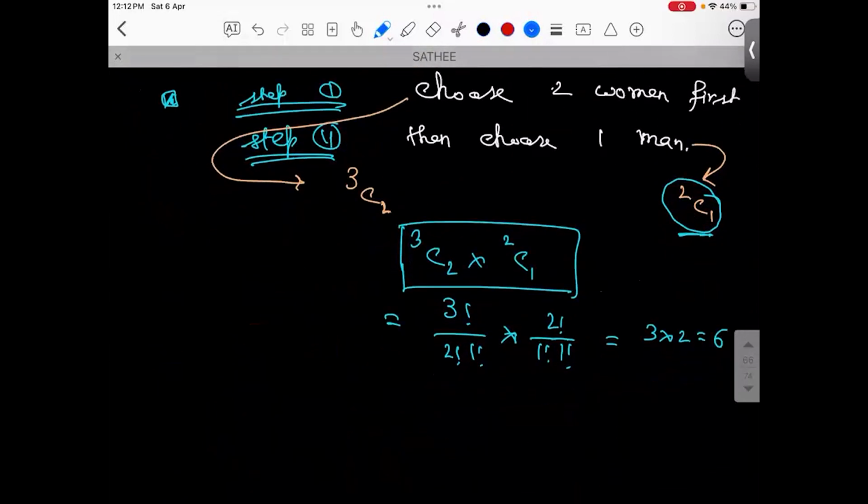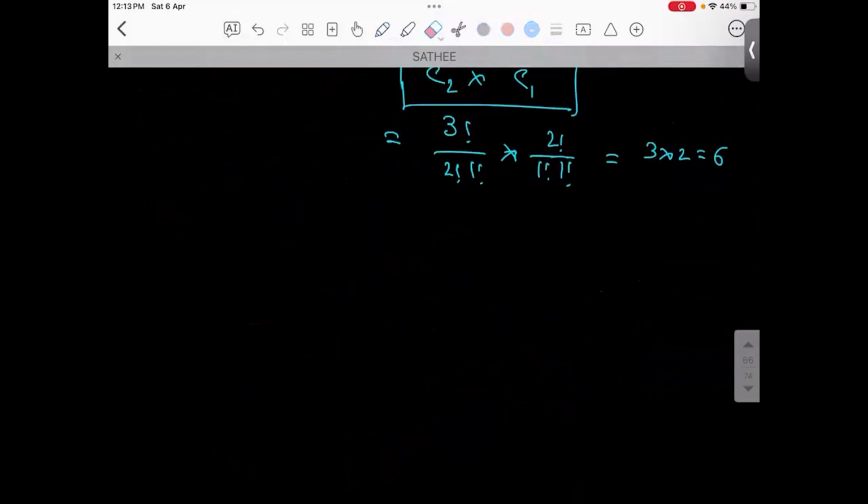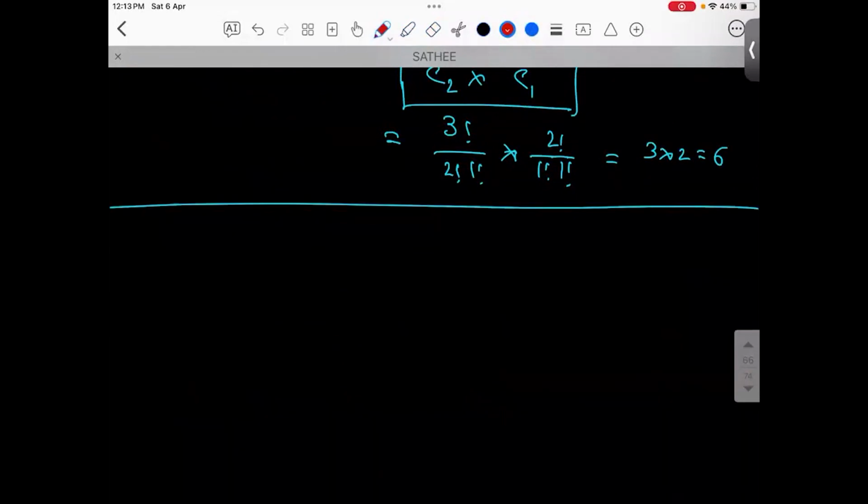And how can we find that number? This is the way. Okay, let us do another example. Okay, let us do this one. Which one can we do first?